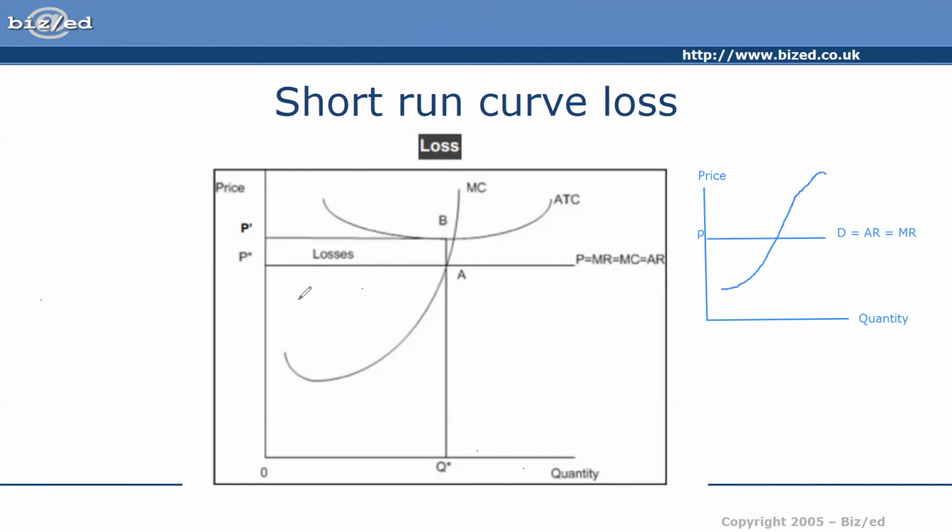Now, where does it operate again? Marginal cost is equal to marginal revenue. So that will be at this point here, where the marginal cost is equal to marginal revenue. So I will be producing this amount of goods.